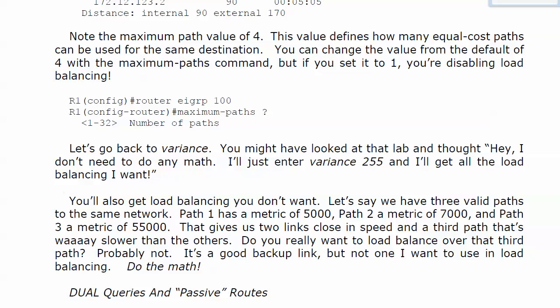Coming up in the next video, we're going to talk about some DUAL queries. We've got some questions that need to be answered on occasion, and also what the heck a passive route is. You've already seen them. There's your teaser, but we'll talk about them and see them in action in the very next video.